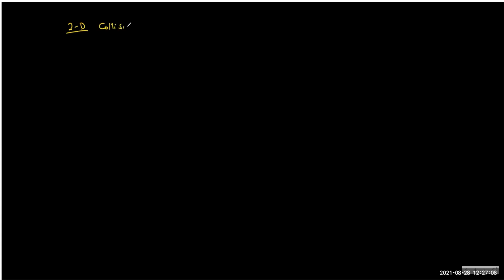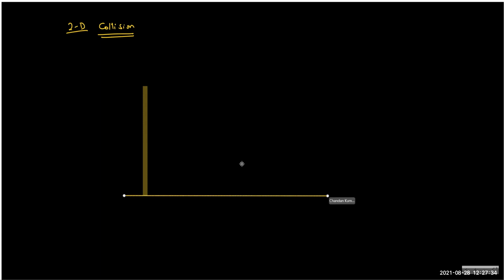So I will say this is 2D collision, and it's really nice to begin with. So let's say we have a tower. This is the ground, and now we have two balls. One is projected from the top of the tower, and the other from the bottom of the tower. So that's the question.